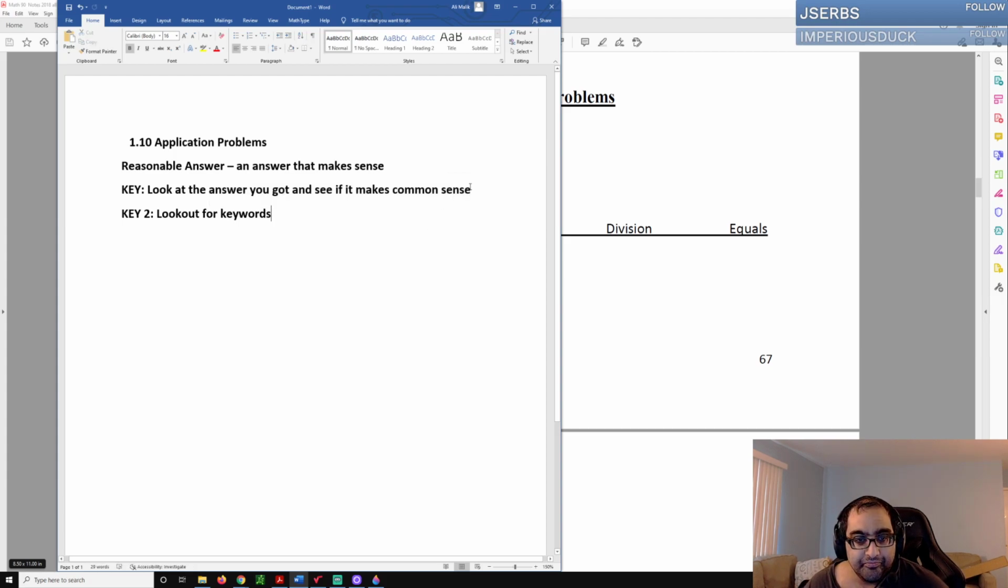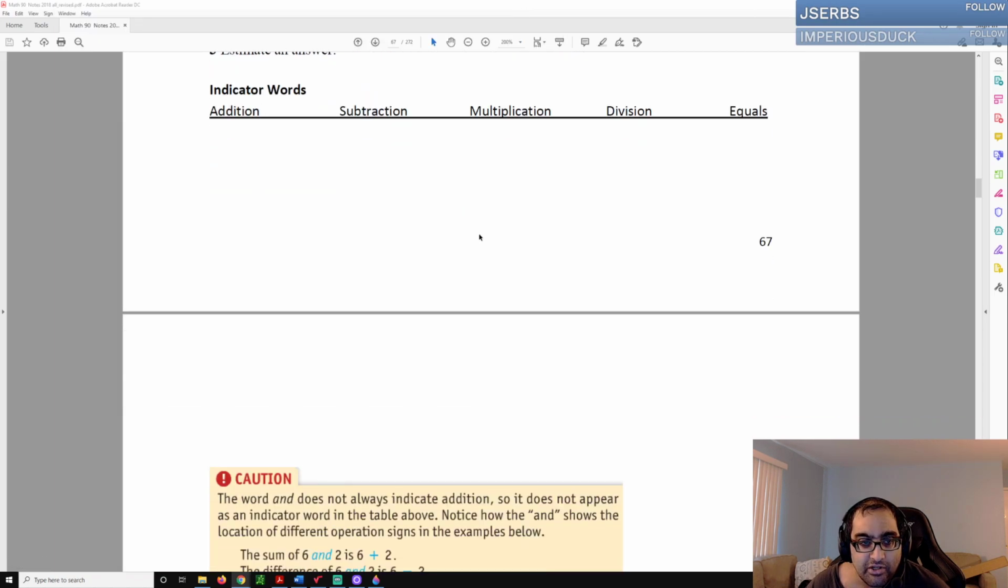Okay, so we're going to be on the lookout here. That's the first key. The second key here is just to be on the lookout for keywords. We're going to write out those keywords, talk about what operation that means, and then be able to put that together. Okay, so let's take a look here at first and foremost here reasonable answers.